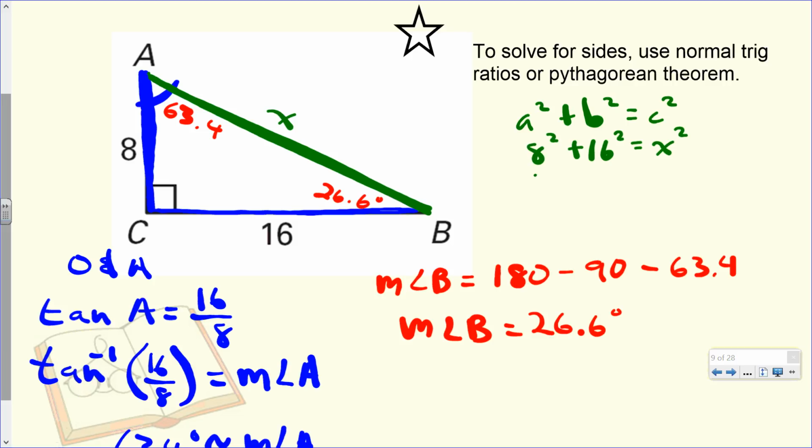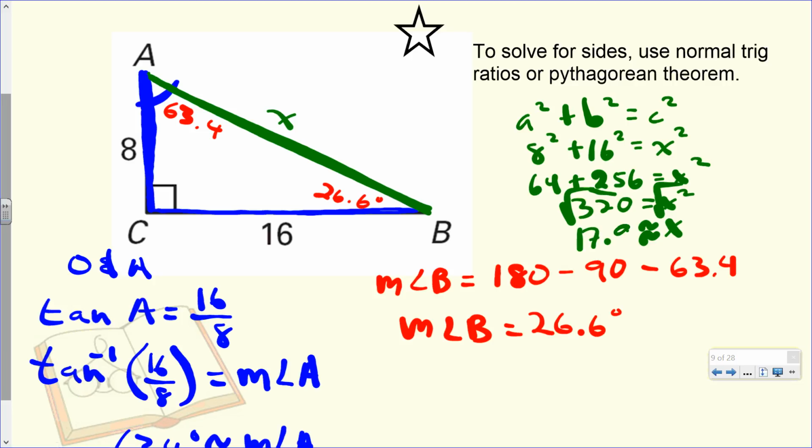Moving right along. 8 squared is going to be 64. 16 squared, can someone do that for me? What's 16 to the second power? 256. So 256 plus 64 equals x squared. And now we'll square root both sides to get x alone. X then is approximately, to the nearest tenth, the square root of 320, so x is approximately 17.9. We've solved our right triangle. We've solved for all the parts.